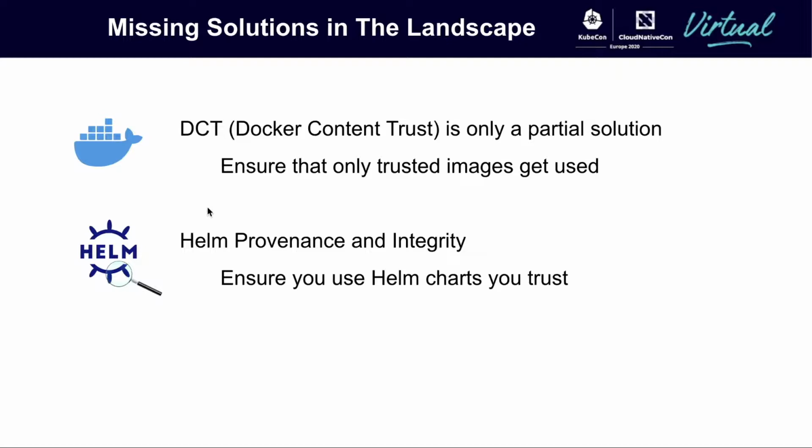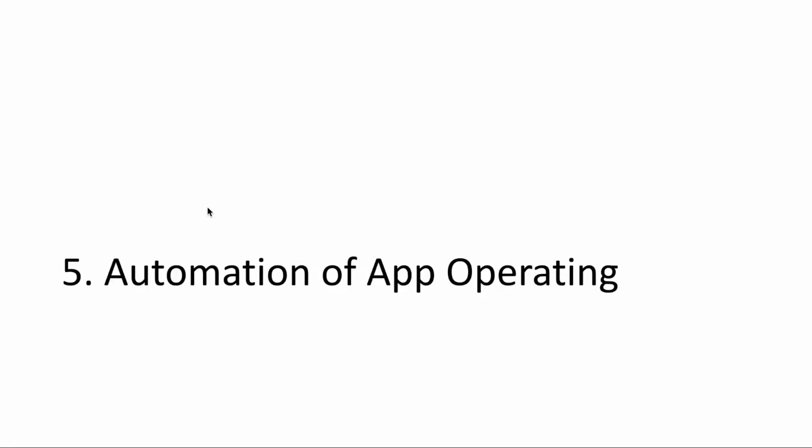And for Helm, we have approaches for Helm provenance and integrity that allow us to do similar things for Helm charts, to ensure we're getting what we're actually expecting. And this is also something that you should include in your delivery to ensure that only items that you should be allowed to execute against that cluster can be executed against it.